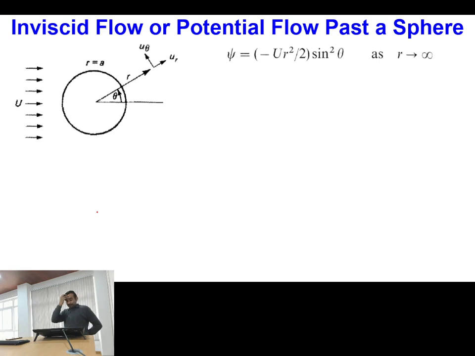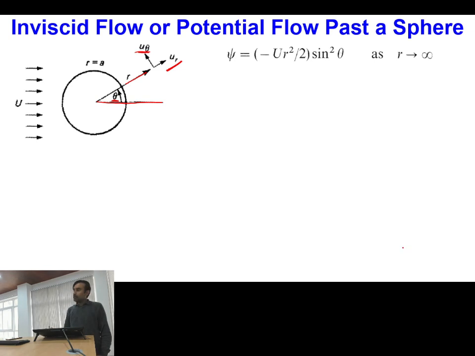Okay, so now what will be our situation? Our situation is nothing but a sphere, and in this sphere, this is my r coordinate, and this is the reference. Corresponding to this reference, I am measuring my theta coordinate. I will be solving it in the r theta system, where velocity in the r direction is ur, and velocity in the theta direction is u theta.